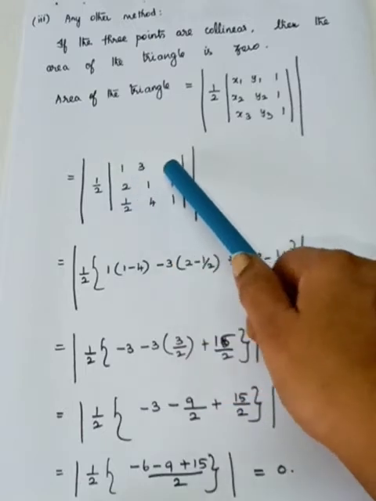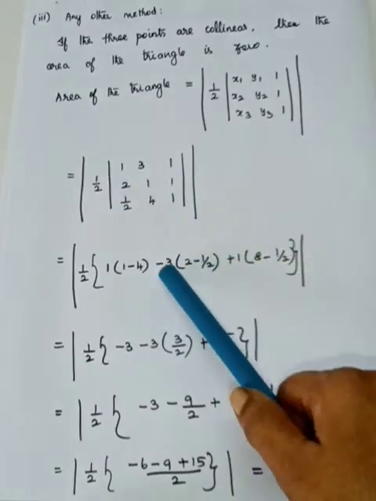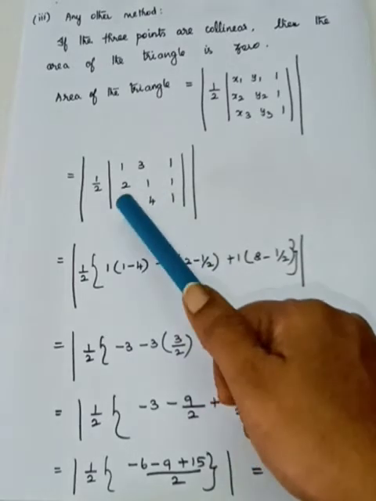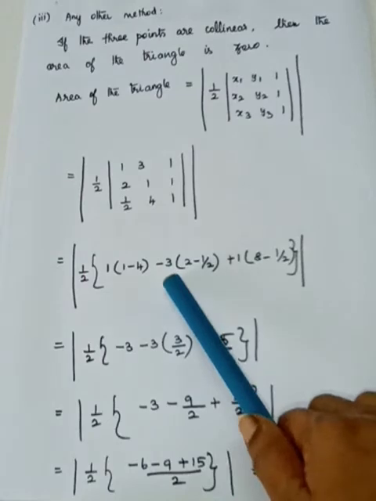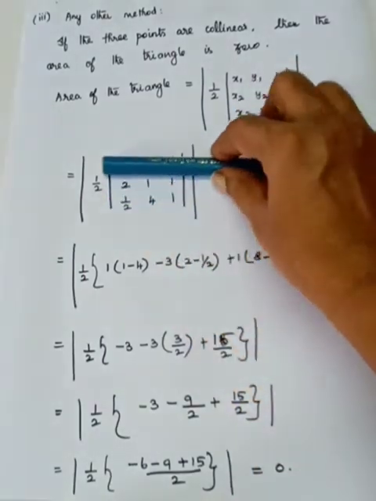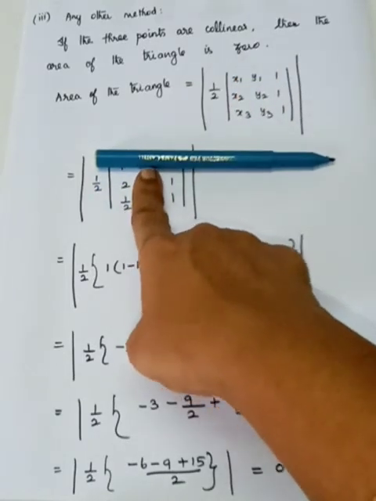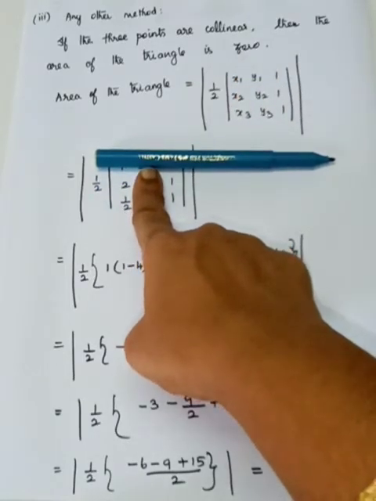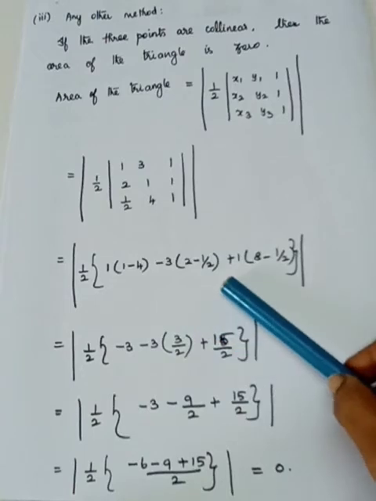So 1 into, delete the first row and the first column, 1 minus 4, and minus 3 into, so you know how to evaluate the determinant. When you go to the second one, you have to change the sign. So minus 3 into, delete the first row as well as the second column. So what is remaining? 2, 1, half 1. So you have to cross multiply. 2 into 1 is 2 minus 1 by 2.